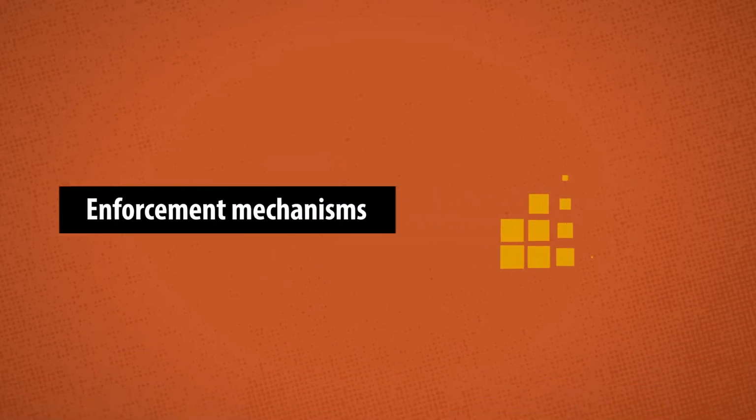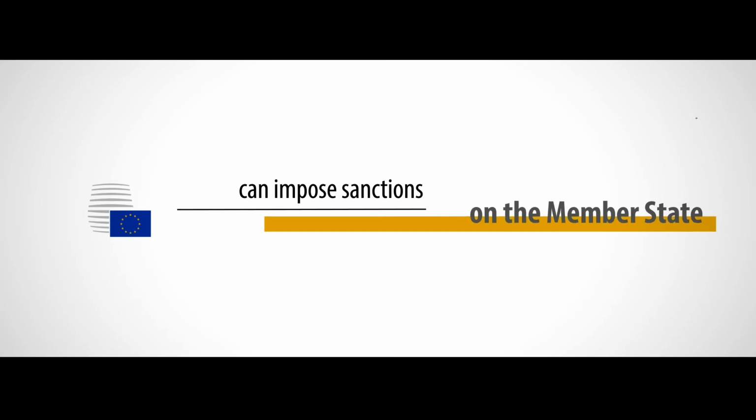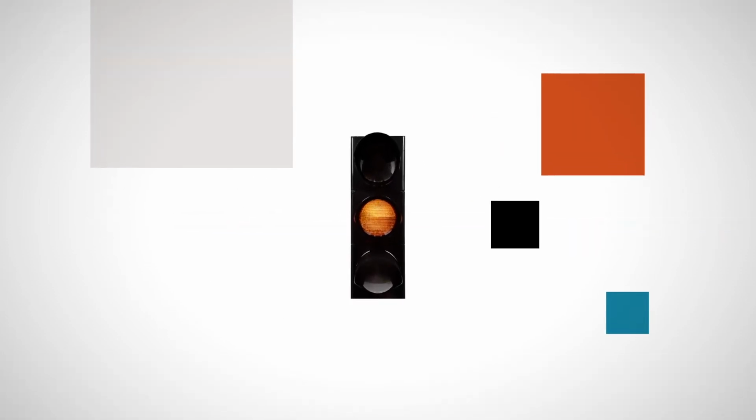Enforcement mechanisms may be used in such a case. This means that under the sanctioning arm of Article 7, the Council of the EU can impose sanctions on the member state concerned, including the possible suspension of its voting rights in the Council. However, this option has yet to be applied.